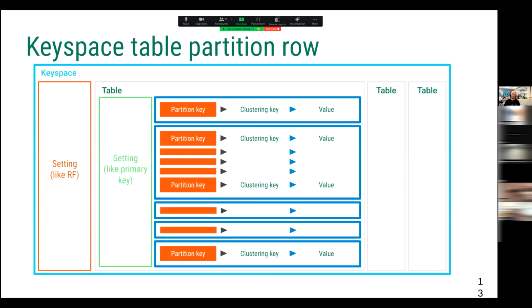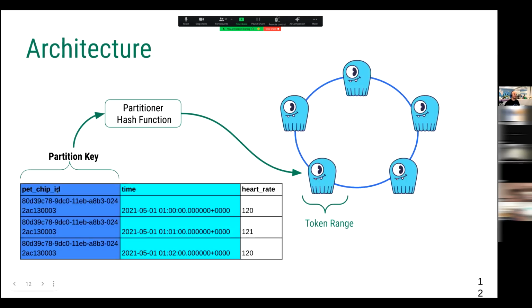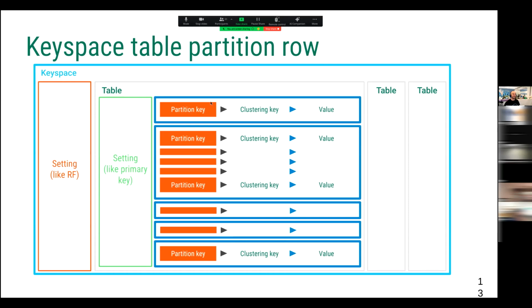Another way to look at it is, I mentioned the key space, which has multiple tables. The key space has settings like the replication factor. Each table also has settings, things like the primary key. The primary key is composed of the partition key, which I just talked about, okay? Pet chip ID, in our case, is defined as the partition key. And we can also define a clustering key. A clustering key determines how data is ordered within that single partition.